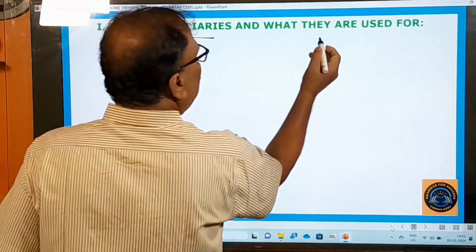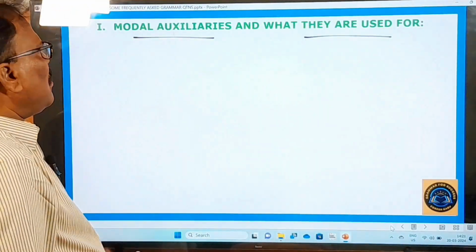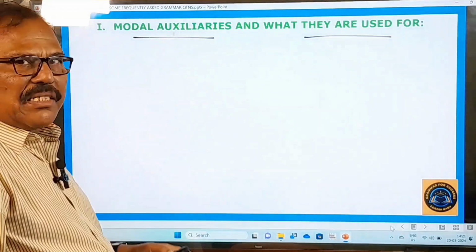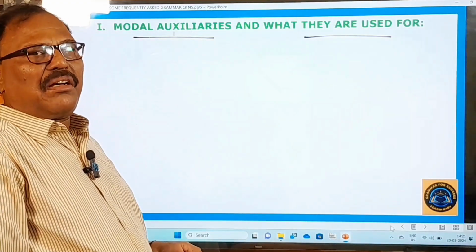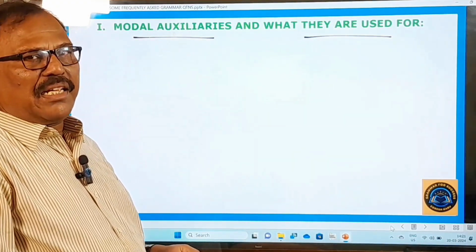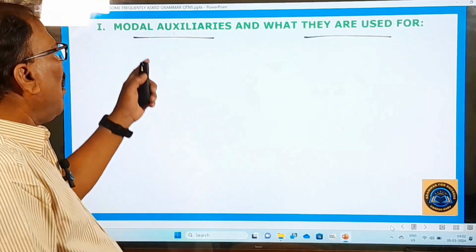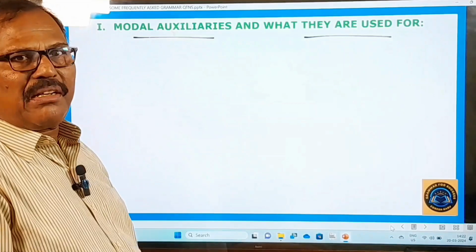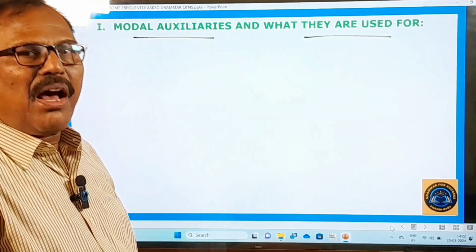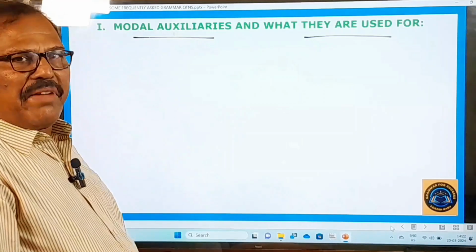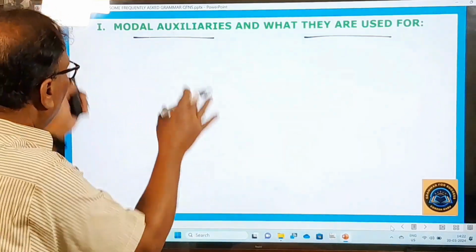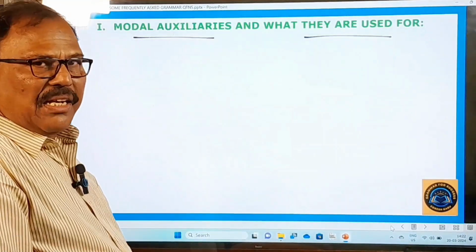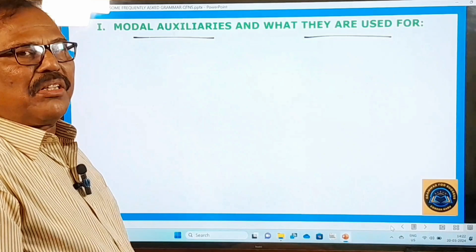Modal auxiliaries and what they are used for. These modal auxiliaries are very important for TET and DSC examination, because one or two questions are guaranteed from this grammatical aspect, and therefore I request all of you to pay very good attention to the modal auxiliaries, and please try to learn all of them thoroughly well.